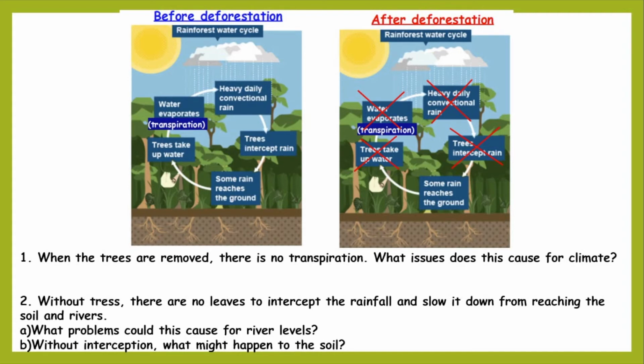Okay, so number one, when the trees are removed, there's no transpiration. What issues does this cause for climate? That's what I've just run through. So if you need to go back and re-listen, a sentence here that starts with no trees means no transpiration, which means therefore, as a result, consequently, furthermore, and eventually, the climate of the whole area will become much drier.